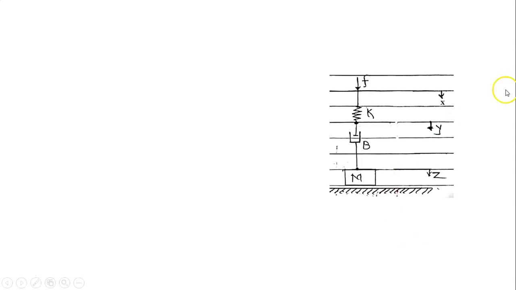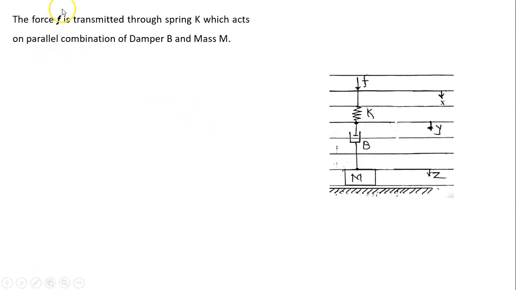Next, again the same diagram is there. Now we have to determine the relation between F and Y. Now below the Y coordinate, which elements are there? Damper B and mass M. Below y coordinate, only two elements are there, damper B and mass M. Therefore, the force F is transmitted through spring K, which acts on the parallel combination of damper B and mass M. Mass M and damper B are in parallel.